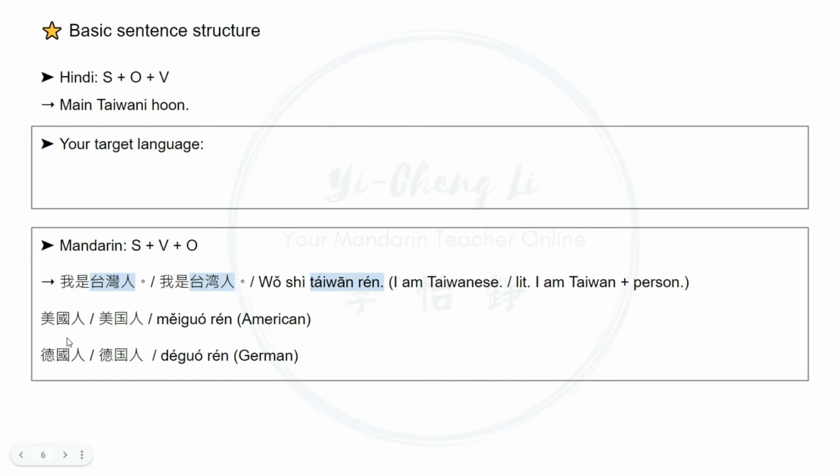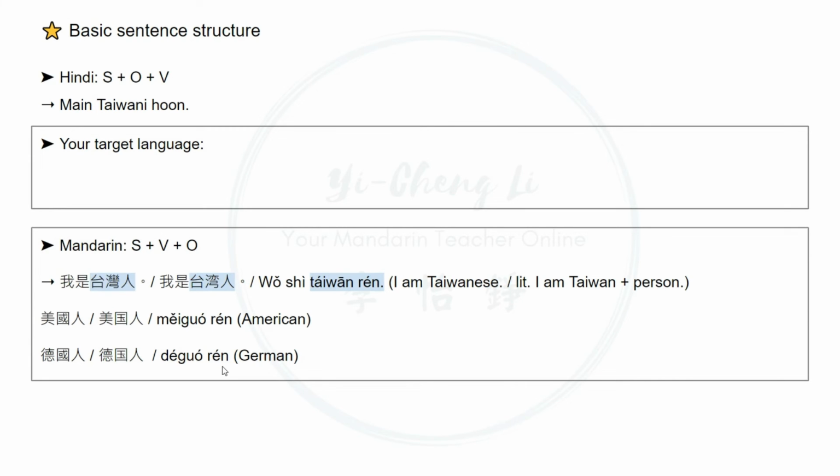人 is the person. Next one is 美国人, American. So you can say 我是美国人. 美国 means US, okay? Next one, 德国人. 德国 means Germany. 人 is person. So 我是德国人 is I'm German.